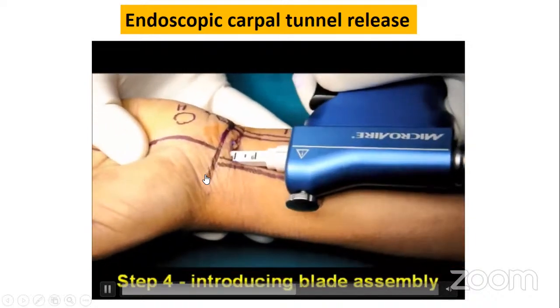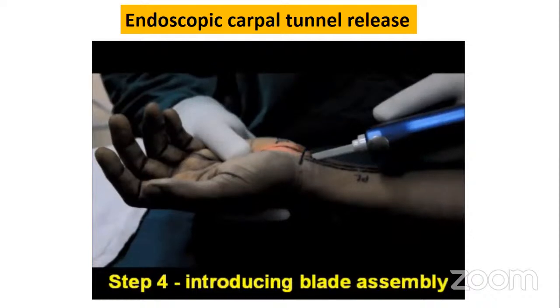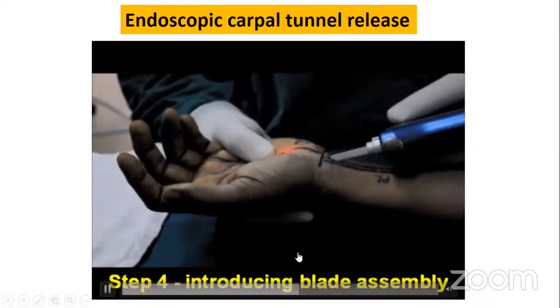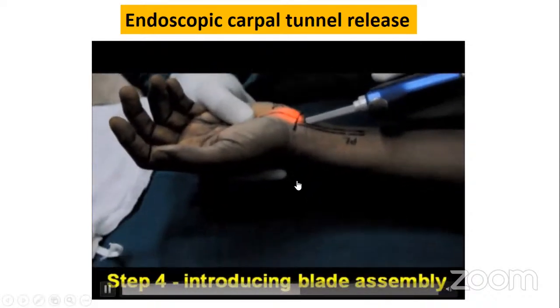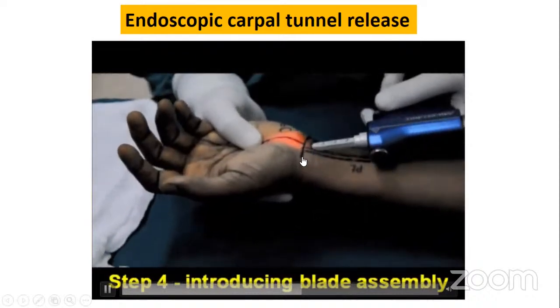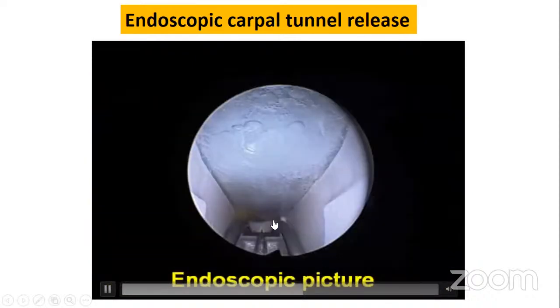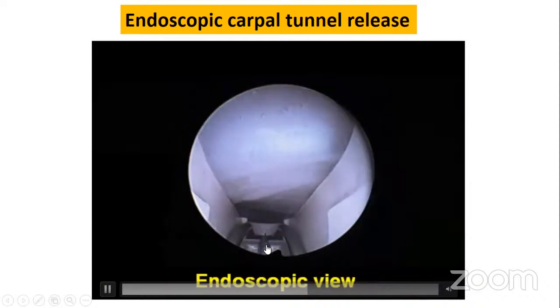It should go smoothly. If there's very much tightness, you need to abort the procedure. Don't push it and force it there. You might cause damage to the nerve. So you're basically lying above the nerve here. Okay, and once you go in, this is the picture you see, the endoscopic picture. So this is the transverse carpal ligament. The scope is above the nerve, so you're protecting the nerve completely.